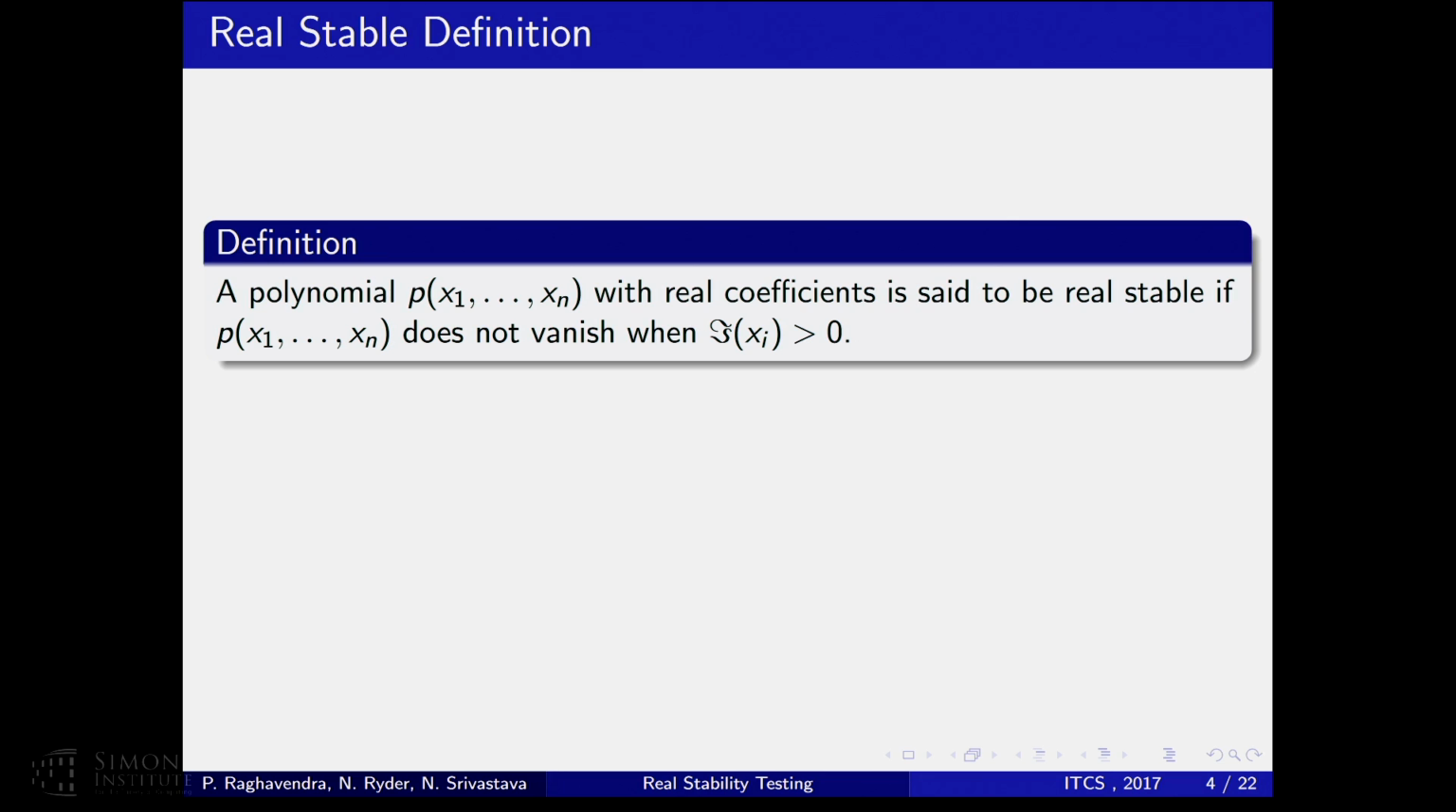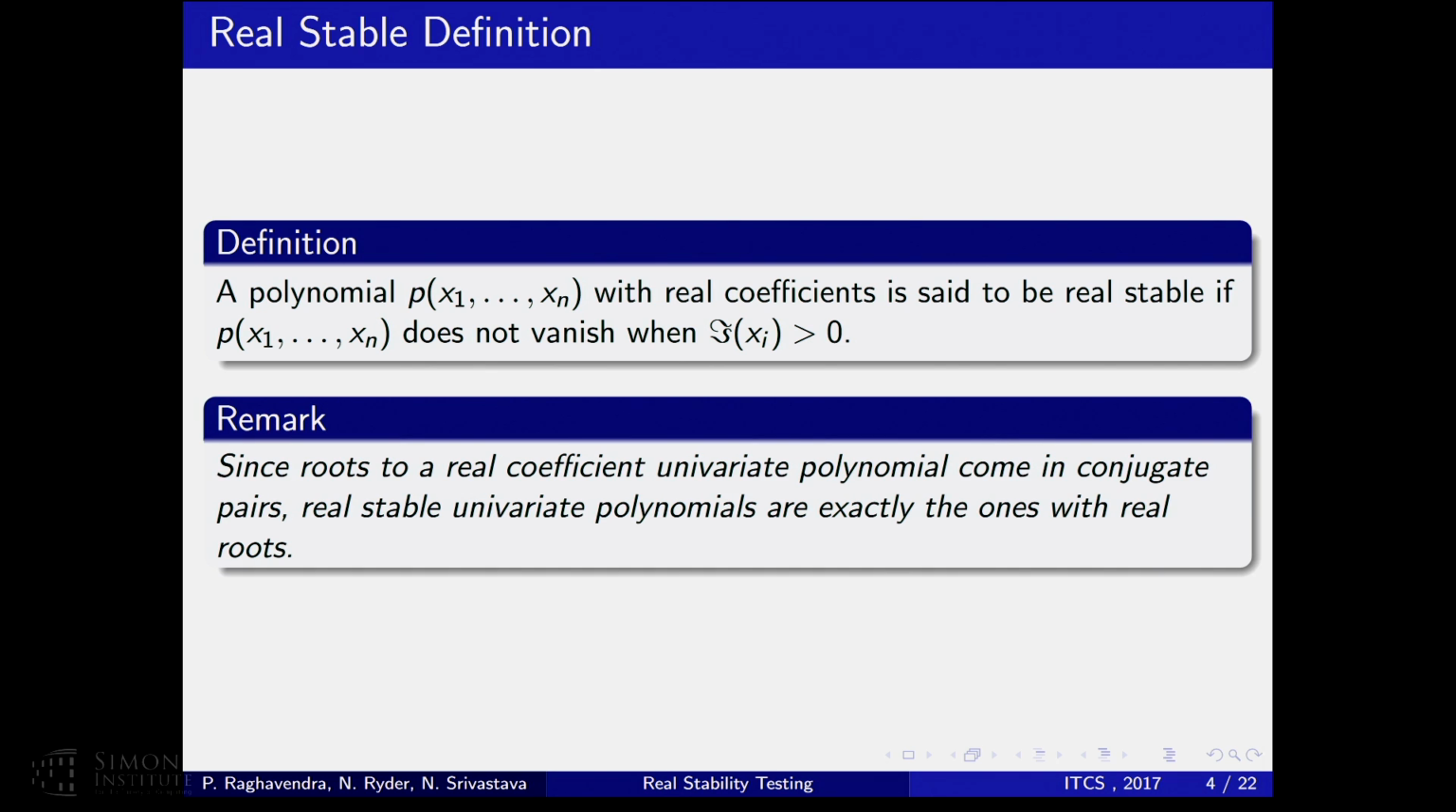The nice thing about real stable polynomials is they have a lot of closure properties. One of the closure properties is that if you specify all your variables to be the same, so you diagonalize your polynomial, you'll still get a real stable polynomial. So it's really important to understand what the univariate real stable polynomials are. If you have a univariate polynomial with real coefficients, since its roots come in conjugate pairs, if it doesn't vanish on the upper half plane, it also doesn't vanish on the lower half plane. And so the only univariate real stable polynomials are real rooted ones.